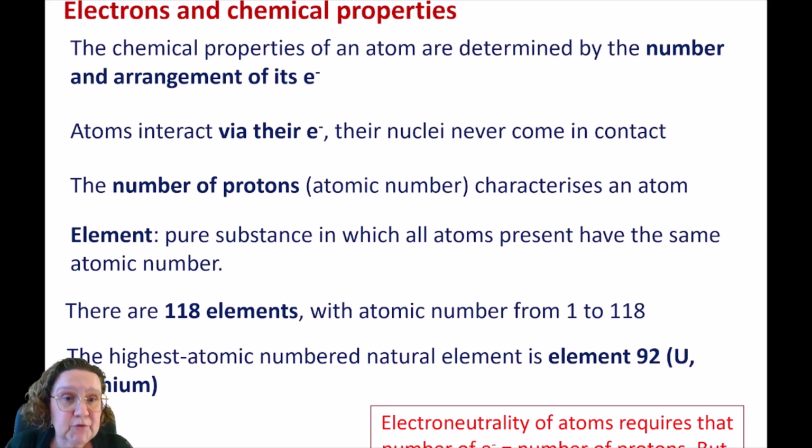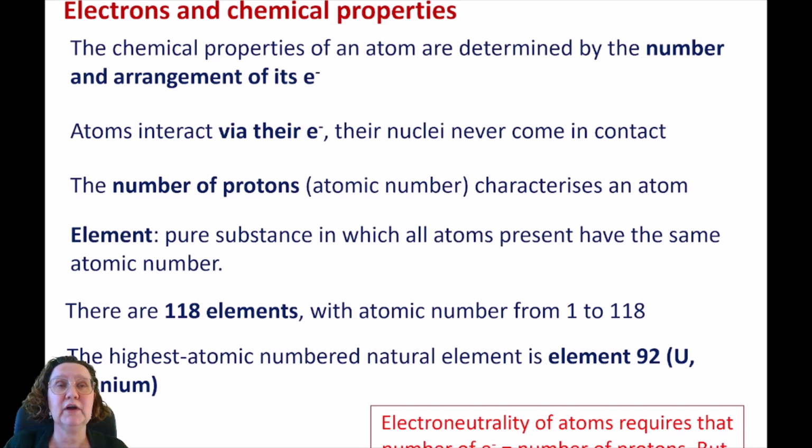An element is a pure substance, so all the atoms present have the same atomic number, and there are 118 elements with atomic number from 1 to 118. The highest atomic number natural element is 92, uranium. After that, all the other elements have been man-made.